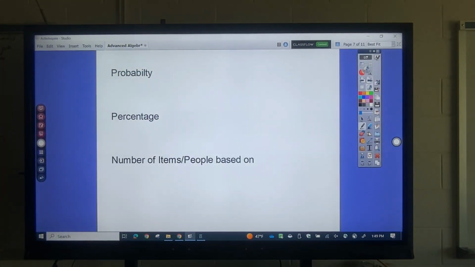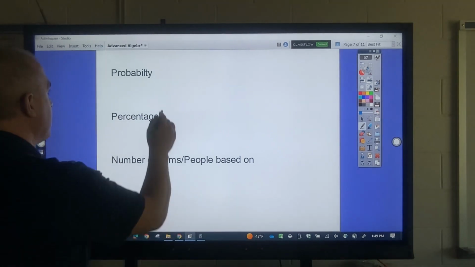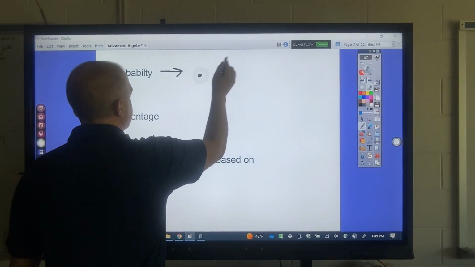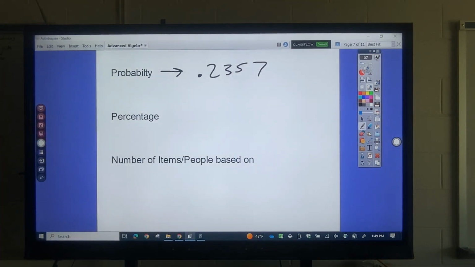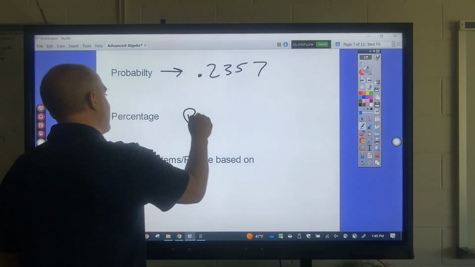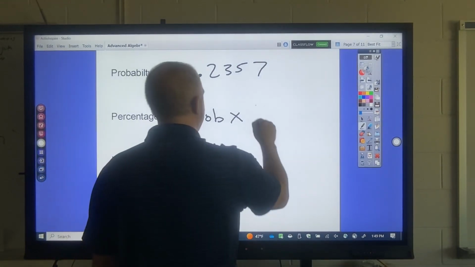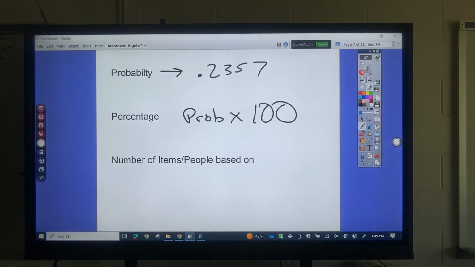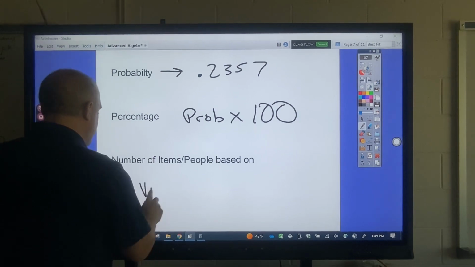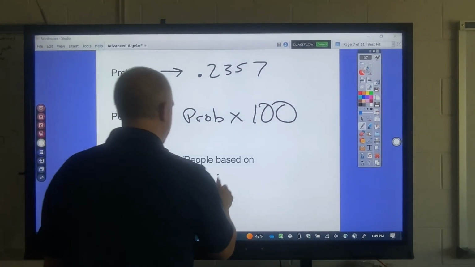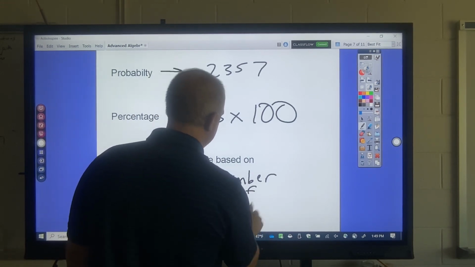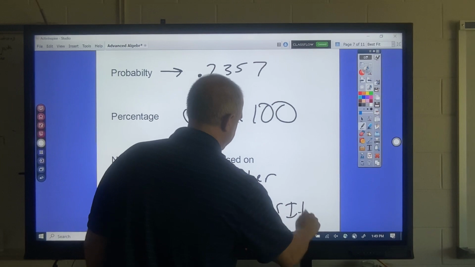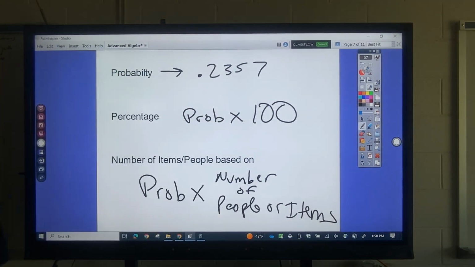Okay. Now, let's talk about probability. Probability is a decimal-based answer. So 0.2357, that's the probability. The percentage is you take your probability and multiply by 100. If they say, what's the probability that 500 people do it, you take the probability and multiply by the number of people or items. Depends on the situation.